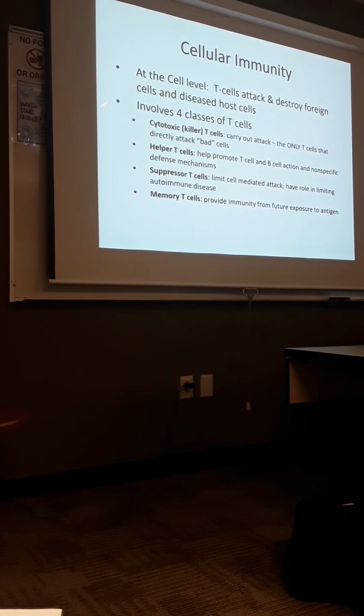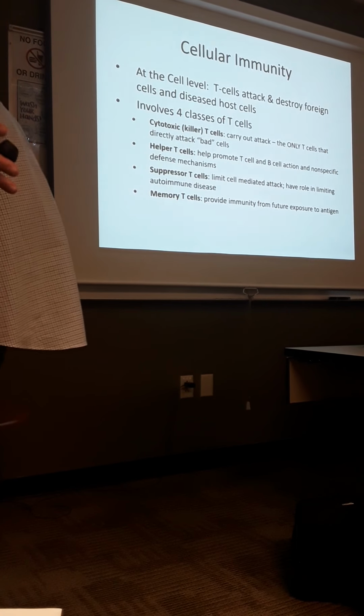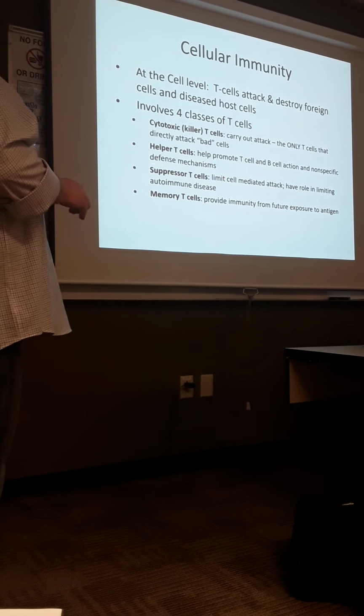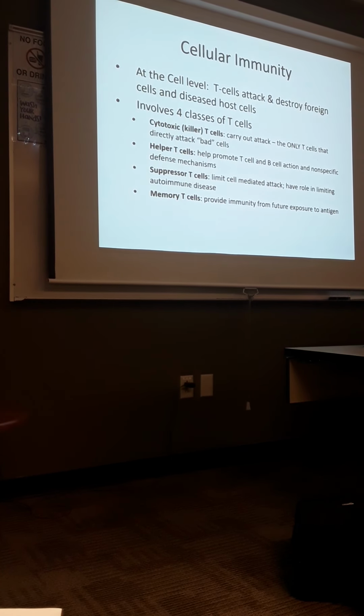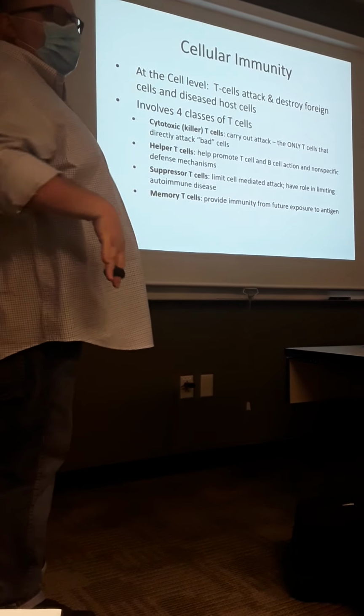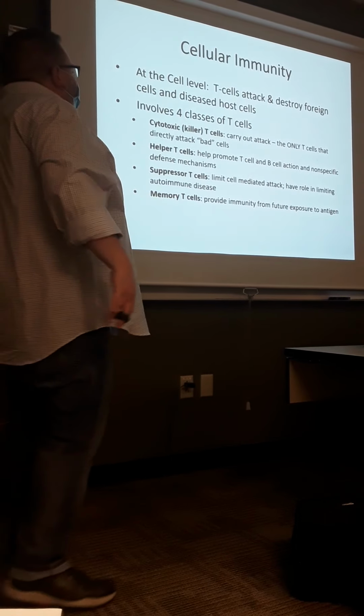But you also have cytotoxic or killer T cells. These carry out the attack. They're the only T cells that directly attack bad cells. So they actually do the attacking, the killing. The helper T cells are kind of like the accomplice. They help the killer T cell do his job. Kind of like Batman and Robin.